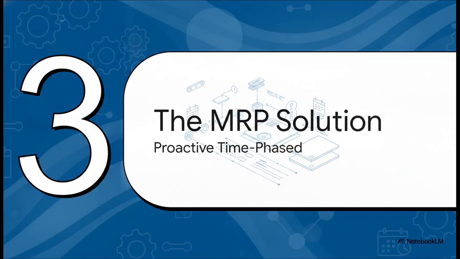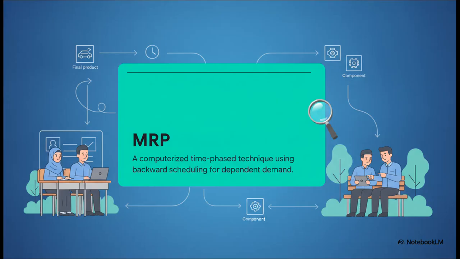Which brings us to Section 3, the MRP solution for demand, a proactive, time-phased approach. So, here is the hero of our story today, Material Requirement Planning, or MRP. It's specifically engineered to solve this exact dependent demand problem. What is it exactly? Well, MRP is a computerized, time-phased planning technique. Instead of just waiting around for inventory to drop to some arbitrary reorder point, MRP actively looks into the future.